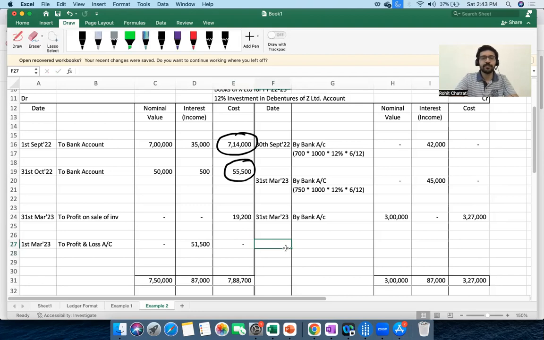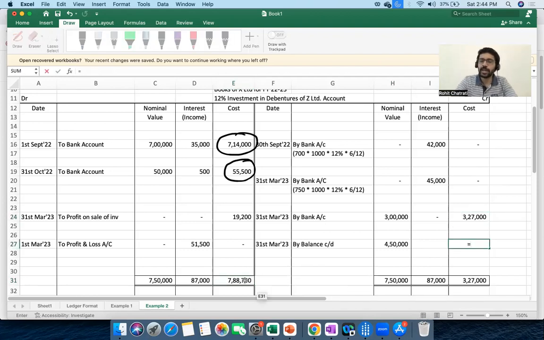You will then close the investment ledger by writing balance carried down. The nominal value purchased is 7,50,000. You have sold 3 lakhs. So you have a balance carried down of 4,50,000, which is 750 minus 300. Now coming to the cost column, the total debits are 788,700. You have a credit of 327,000. So the remaining balance carried down will be 788,700 minus 327,000, which is equal to 461,700.